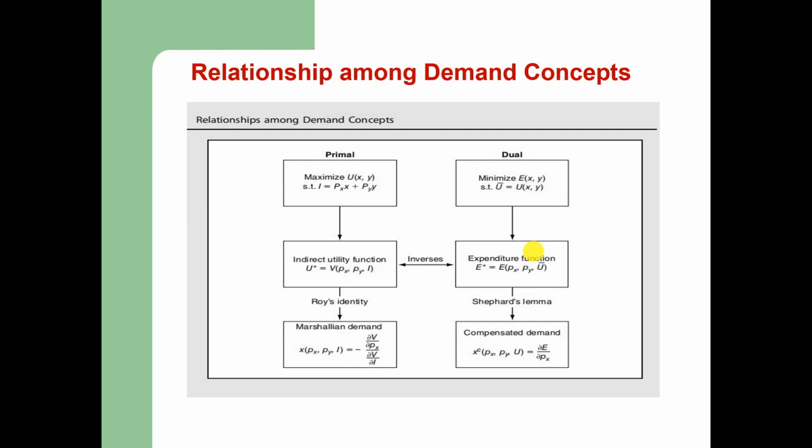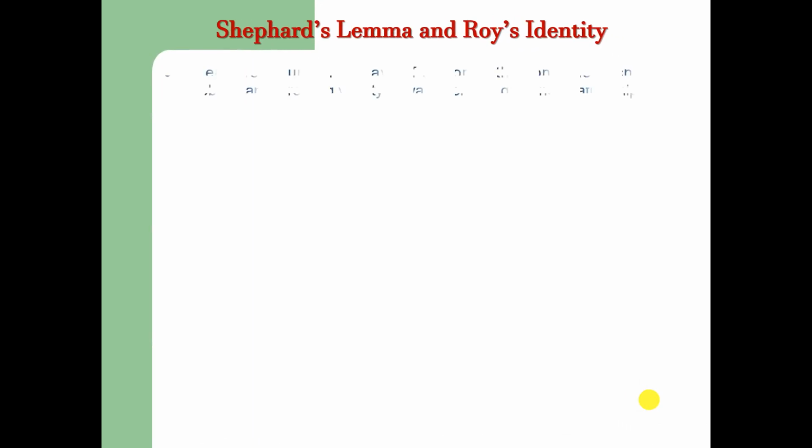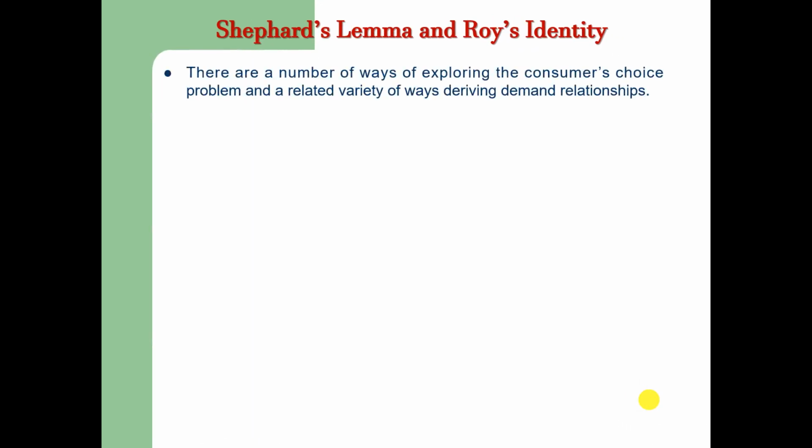On the other side, using the constrained minimization of expenditure subject to utility function, if we plug the solution values of x and y into the original budget constraint, then we get the expenditure function, and applying Shephard's lemma to the expenditure function, we get the Hicksian or compensated demand functions. So we will discuss this in greater detail. Let me start with the background about Shephard's lemma and Roy's identity.